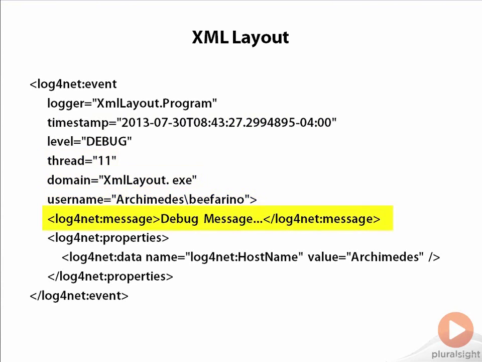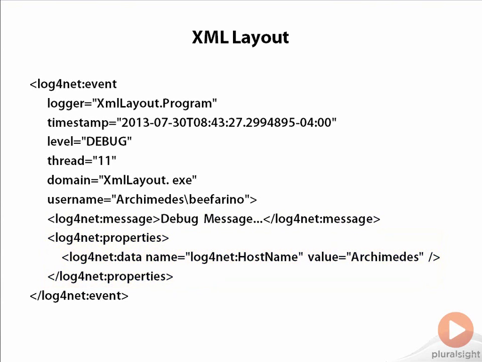The event element contains a child message element, which represents the formatted log object or message that was passed in to the log event. In addition, there's a child properties element that includes all of the contextual properties that are available on the logging event. We'll discuss log context in greater detail in a later module of this course.